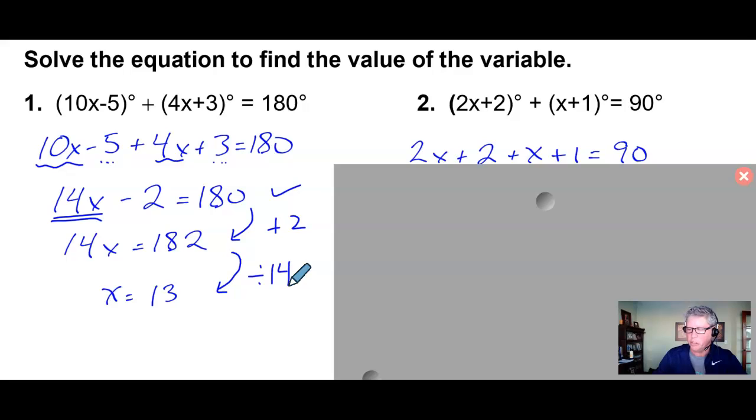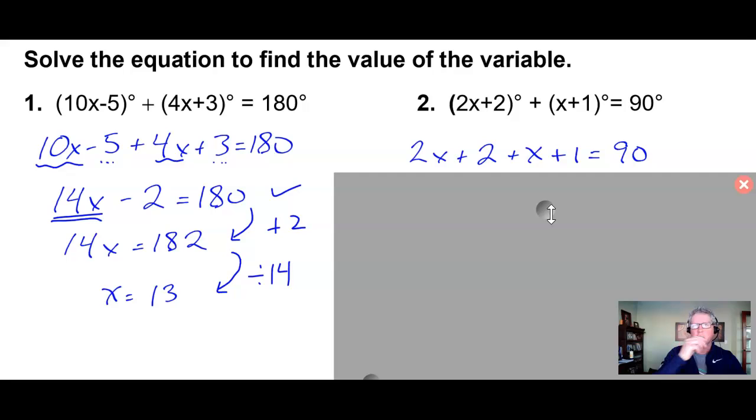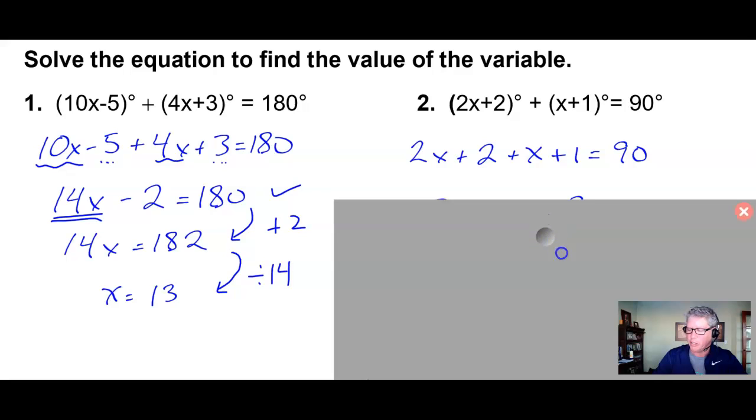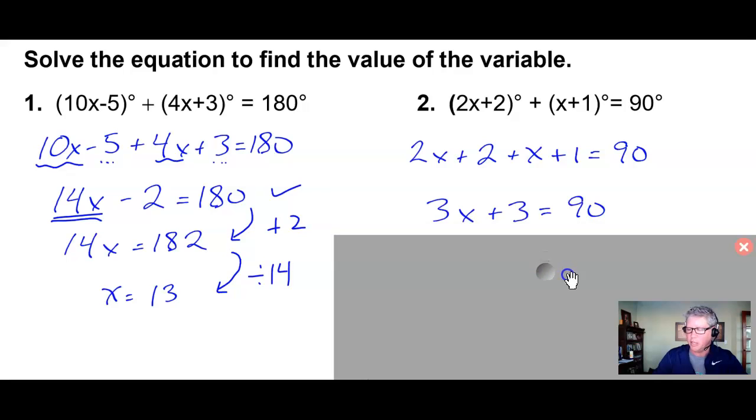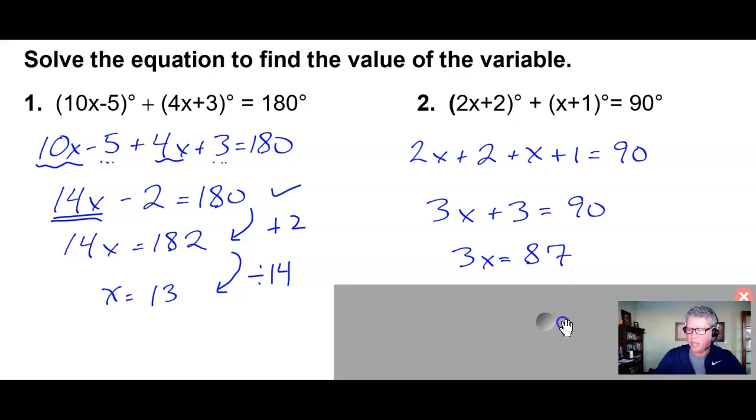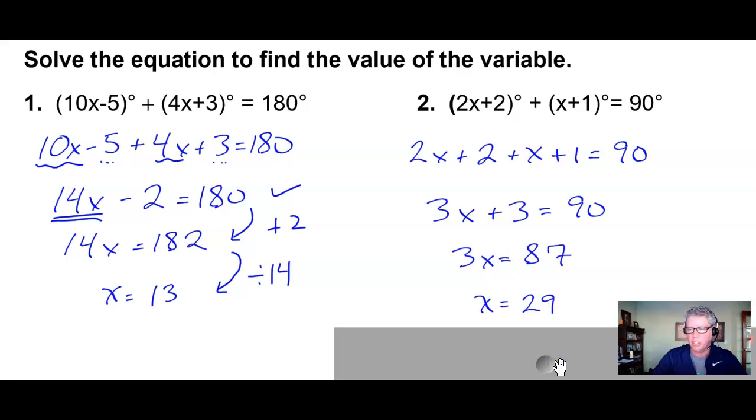Right now, I would certainly like you to try this one. We'll pause it for a second. Okay, we're back. And hopefully you combine the like terms, get 3x plus 3, subtract 3 from both sides, and divide by 3, and we get 29.